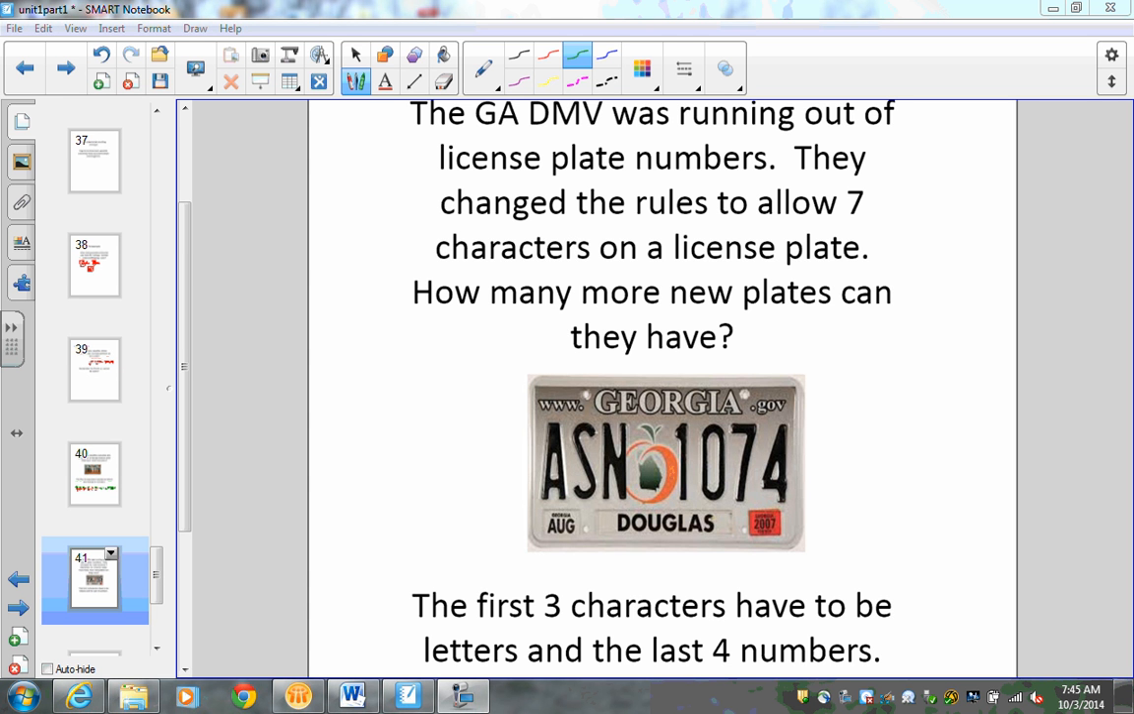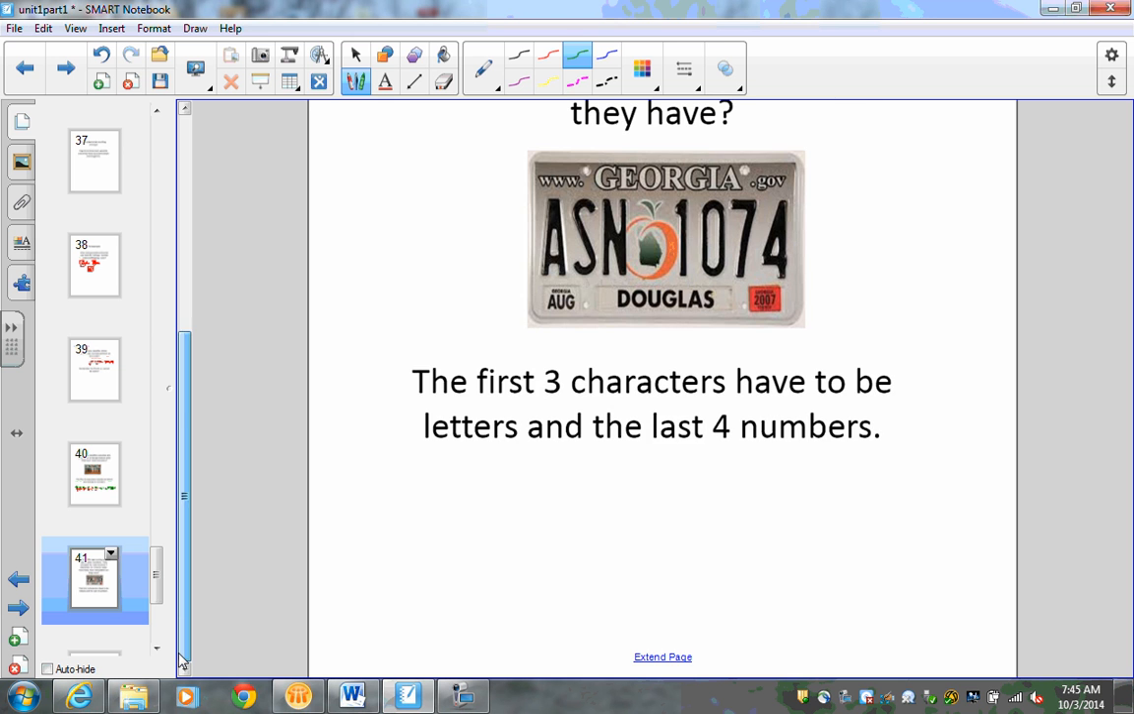All right, for our next one, the Georgia DMV was running out of license plate numbers, which is possible because we just determined it was 17 million on the last slide. They changed the rules to allow 7 characters on the license plate. How many are possible? All right, so here are your restrictions. The first three characters have to be letters, and the last 4 have to be numbers. So 1, 2, 3, 1, 2, 3, and 4.